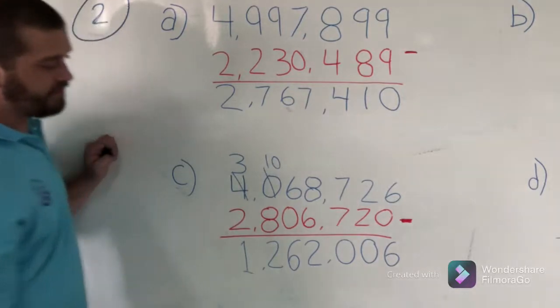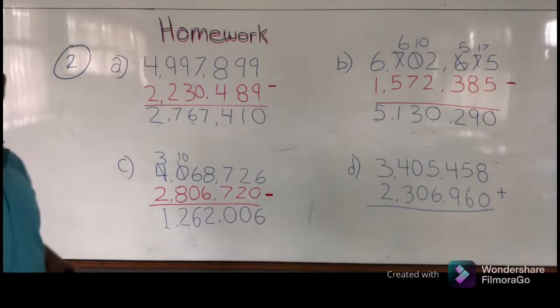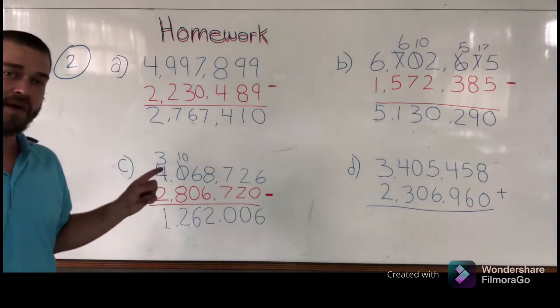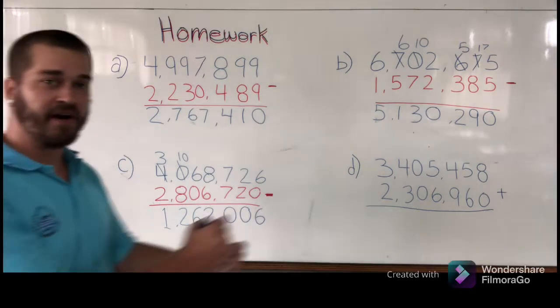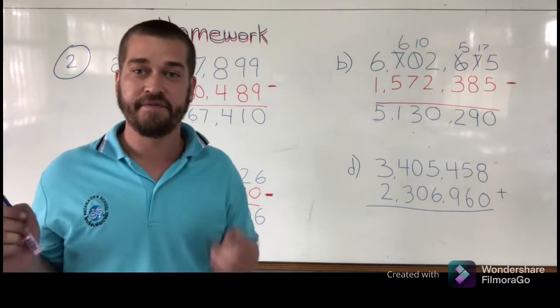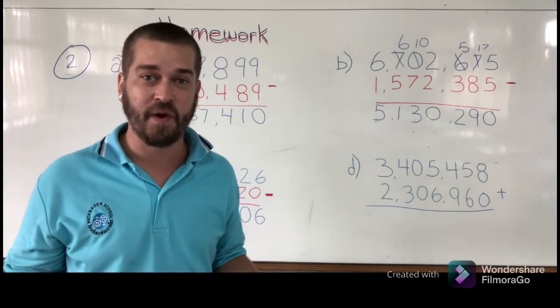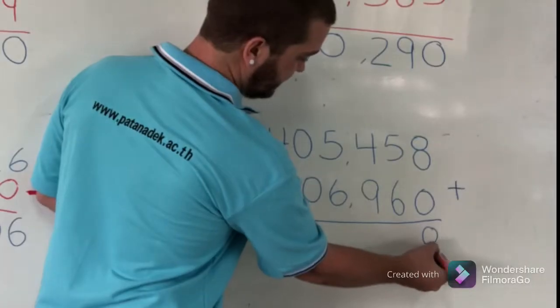The answer for 2C is 1,262,006. Give it a big red X if you got it wrong, and then write this whole equation if you got it wrong. If you got it right, let's just move on to D. So for D, we're going to use, again, the same concept. 4 minus 1 is 3, or 4 minus 3 is 1. For these ones, you can actually swap them around.